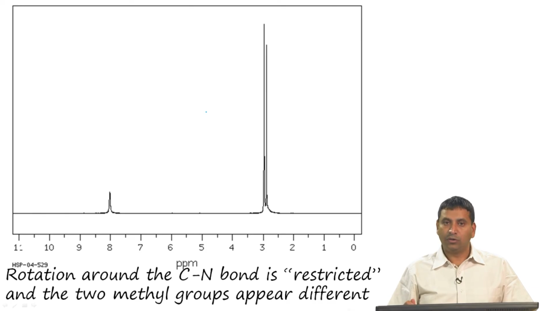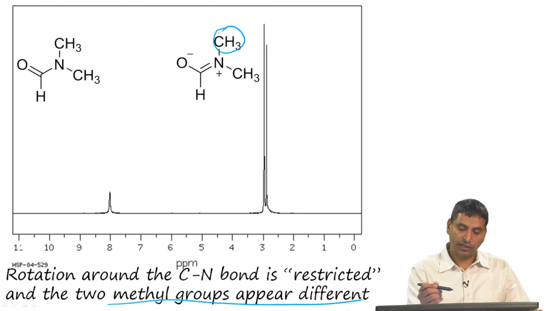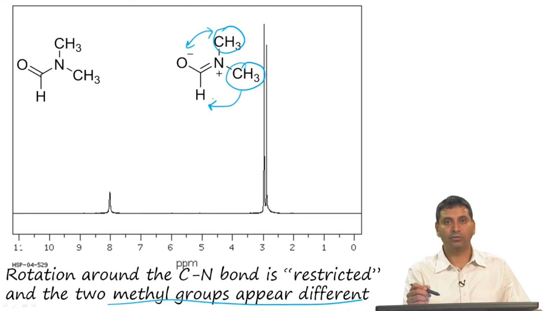Therefore, with this restricted rotation, the 2 methyl groups actually appear different, because you have this hydrogen here, which is right next to the O minus, whereas this hydrogen here is next to an aldehydic hydrogen. So, the chemical environment and the magnetic environment around the hydrogen is actually different, and so you start seeing those differences in the NMR spectrum.